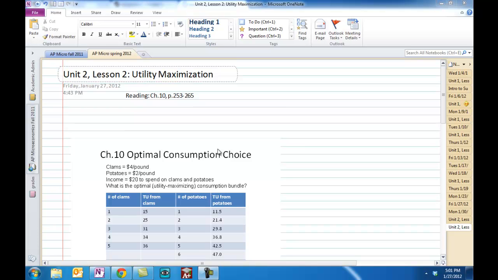Welcome to Unit 2, Lesson 2. The topic is utility maximization. We're going to take the concept of utility beyond one good, so we deal a little bit more with a real-life scenario where we are choosing between different goods.